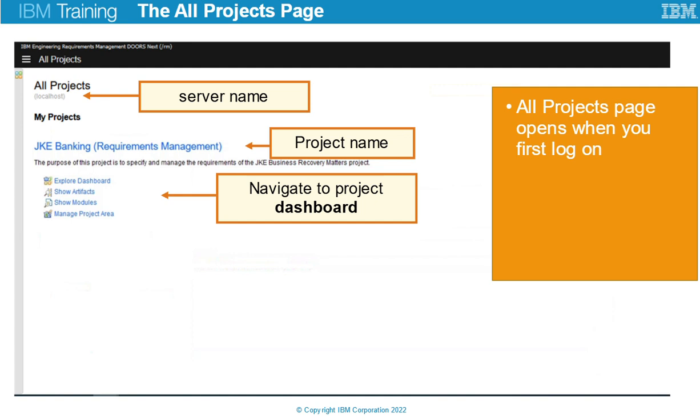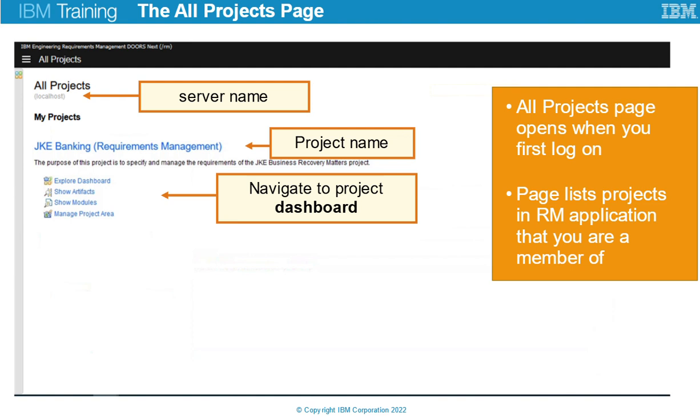On the All Projects page of the Requirements Management application, you see the requirements management projects you have access to. From the All Projects page, you can open a project dashboard or go directly to the Artifacts page of the project. You can access the All Projects page from the Home menu, which is indicated by the hamburger icon.